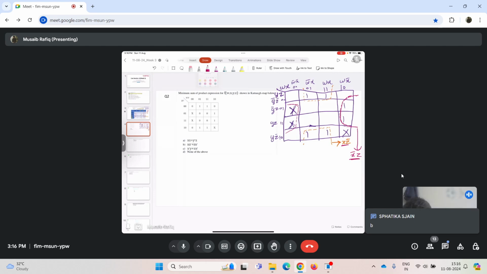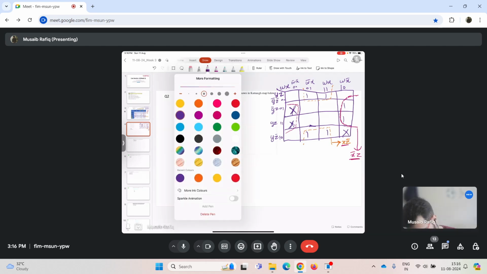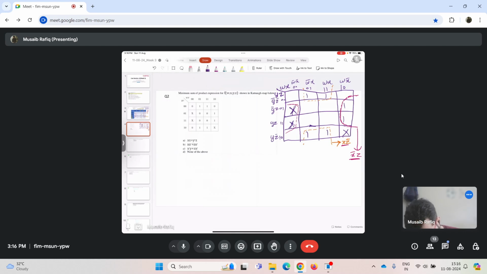So my final expression will be f equal to this term and this term. So it is x z bar plus x bar z. So that is your answer, and this corresponds to option B. Any doubts?